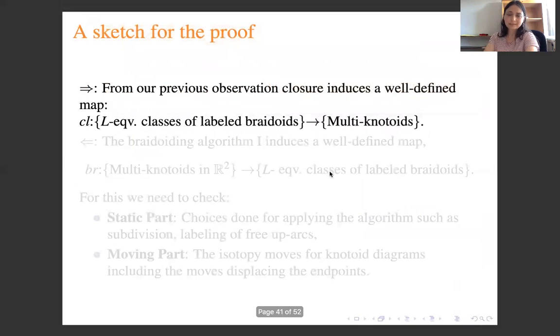So to prove this analogous Markov theorem for braidoids, we have already observed that the closure induces a well-defined map from the L equivalence classes of labeled braidoids to the multi-knotoid set.